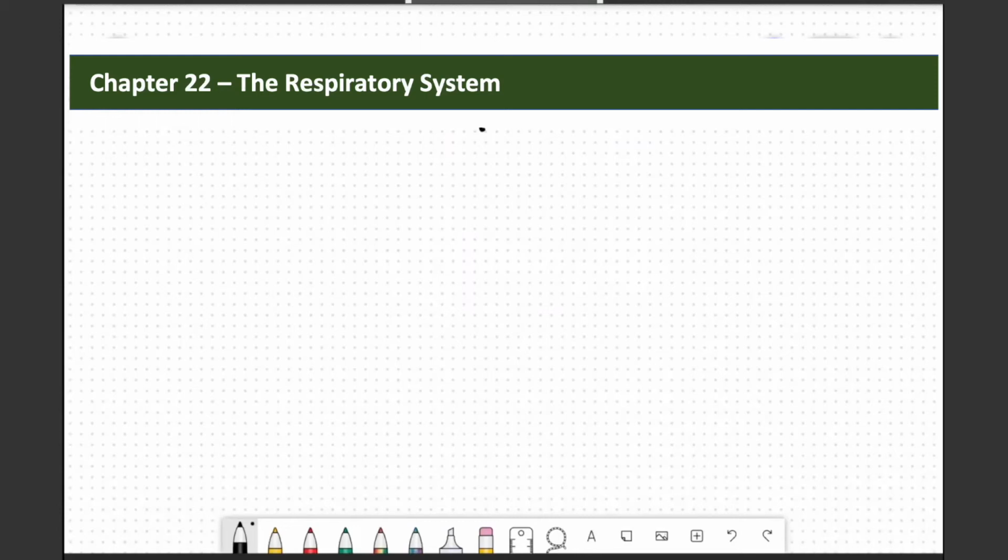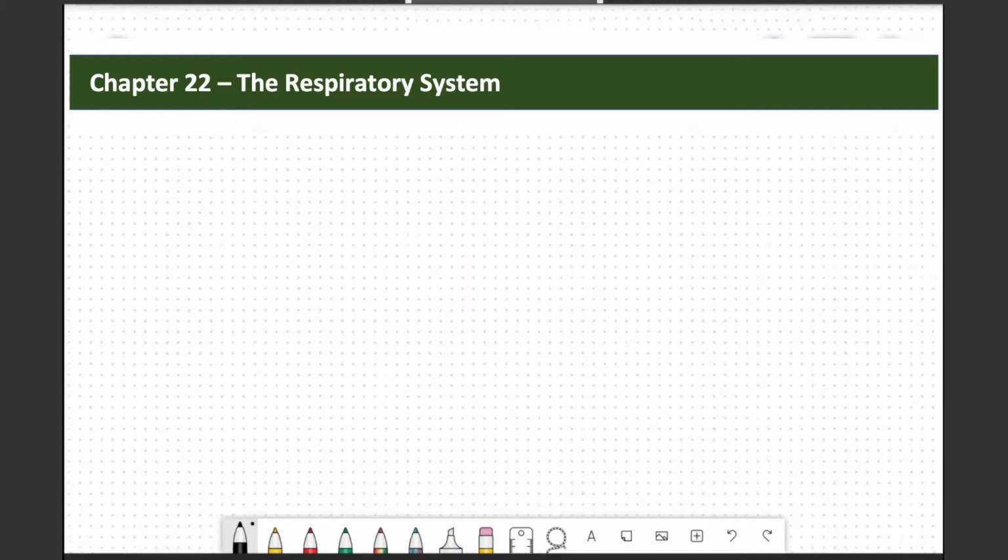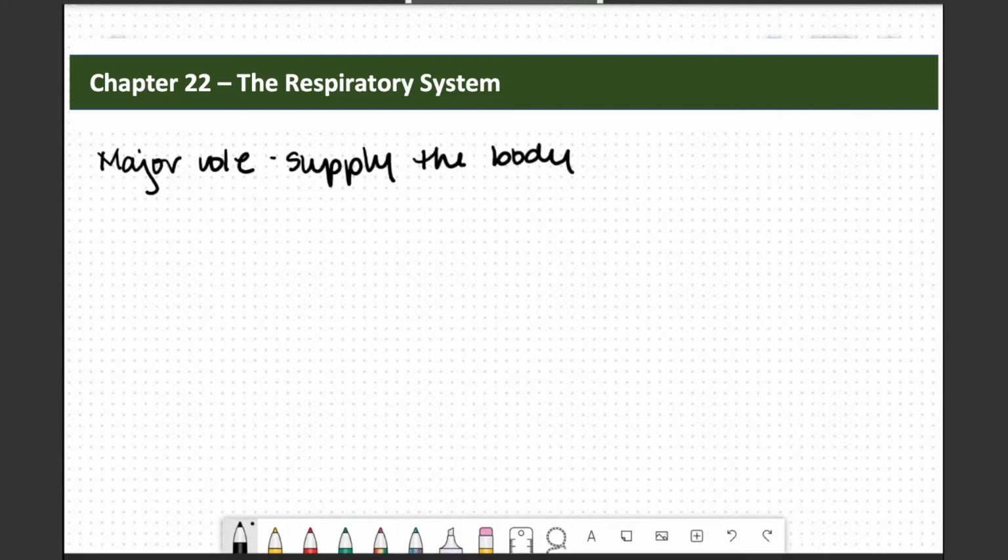We're talking about the respiratory system, and we're going to start with the overall major role of this system. The major role of the respiratory system is to supply the body with all of the gases that it needs. The main gas is, of course, our O2 supply, or our oxygen. This is the primary gas that our body will actually need.